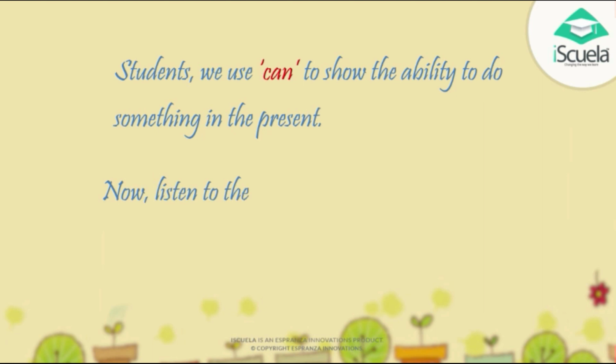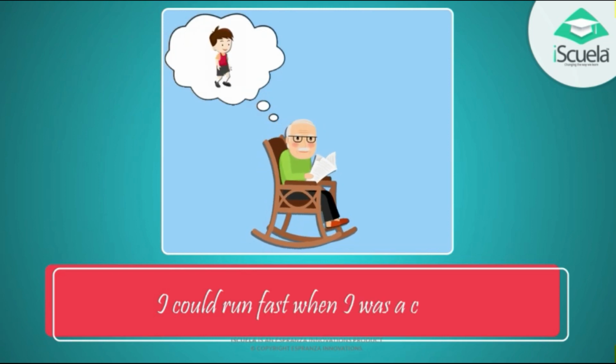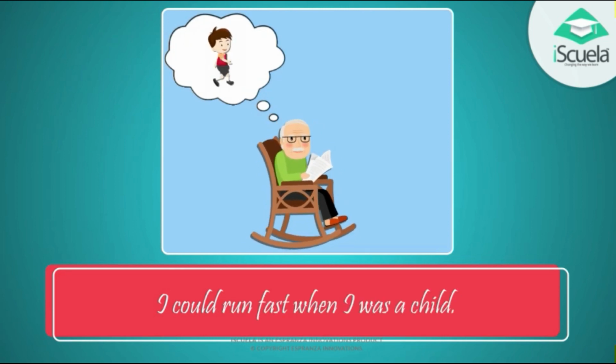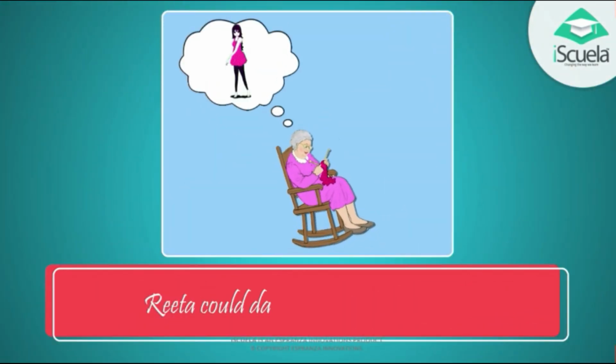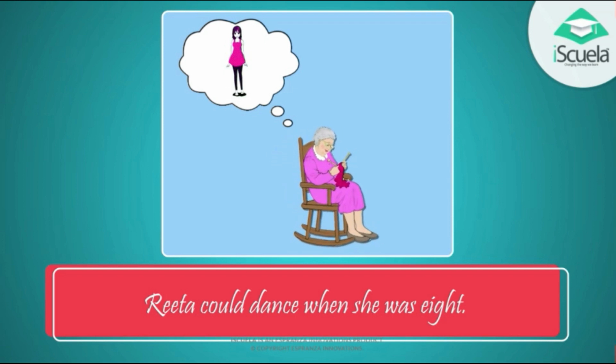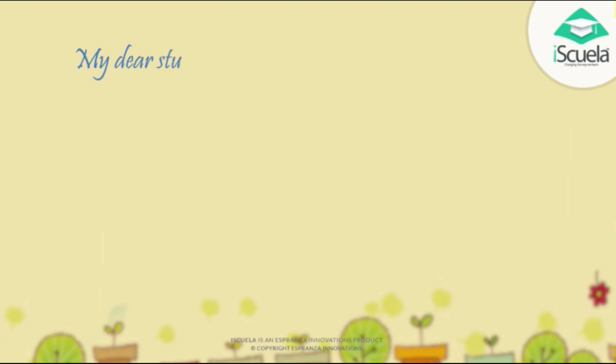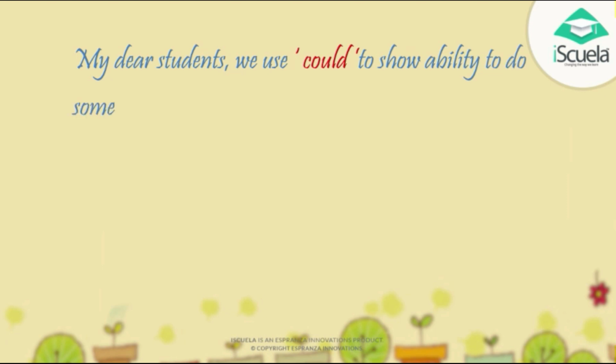Now listen to the next spoken sentences carefully. I could run fast when I was a child. Rita could dance when she was 8. My father could climb trees when he was young. Now here, my dear students, we use could to show ability to do something in the past.